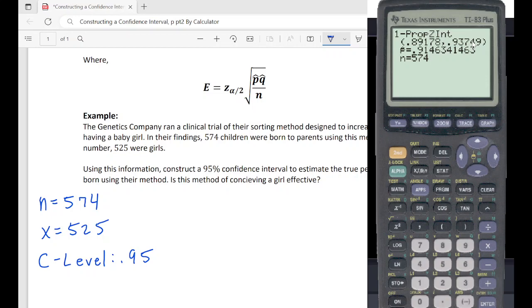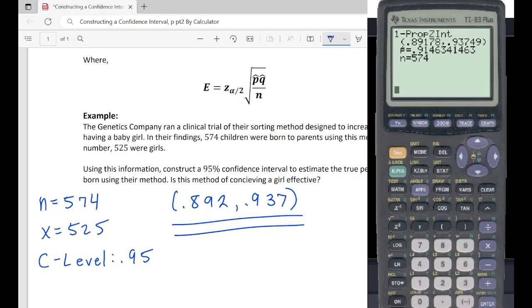And I'm just going to round it to 3 decimals, so 0.892 to 0.937. And 3 smeared a little bit there, but I'll fix it. So there we go. That's our confidence interval. And what we're saying here is that we are 95% confident that the true percentage is somewhere between these two values. That's all the confidence interval means.